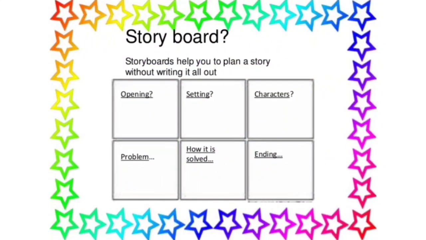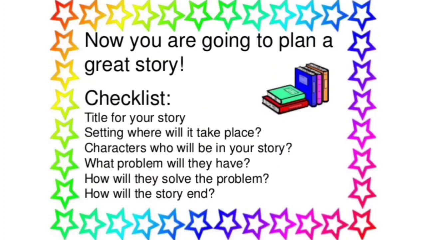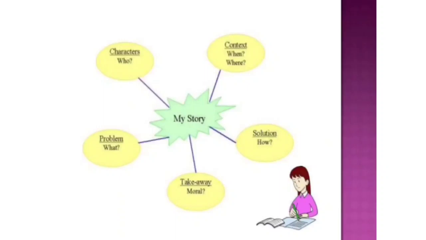Now storyboard: opening, setting, characters, problem, how it is solved, and ending. And never forget to give a title to the story, then the setting where it takes place, then characters, then the problem, the conflict, the solving of the problem, and how the story ends. This is all I need to include in my story: first of all a title, then characters, then context, then solution, and some moral. And always remember to use CODER, which I've been telling in all the videos and in the classes. What is CODER? Collection of the data, then organizing it, then drafting, then editing and rereading it.